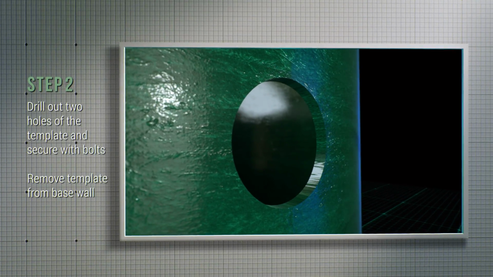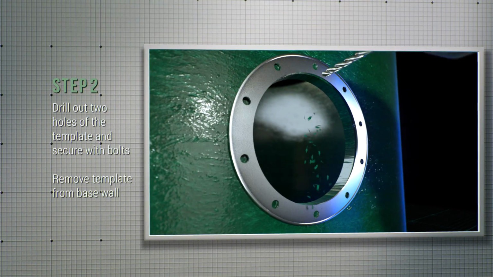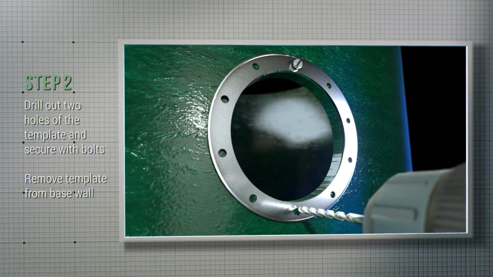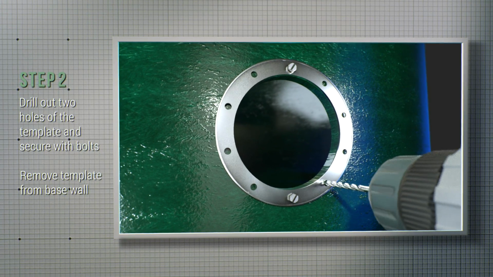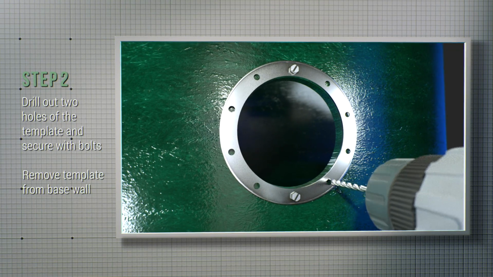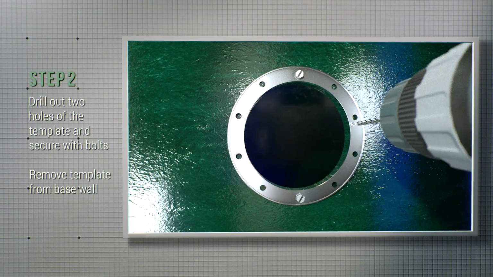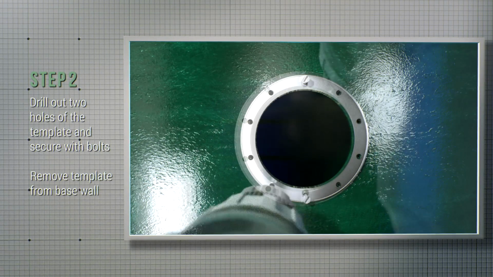Step number 2. Drill out one hole of the template, then install the template to the sump base wall using a 1/4-inch bolt and nut. Drill a second hole and insert a bolt and nut through this hole to secure the template. Continue to drill the remaining holes of the bolt hole pattern. After drilling, remove the template from the sump base wall.